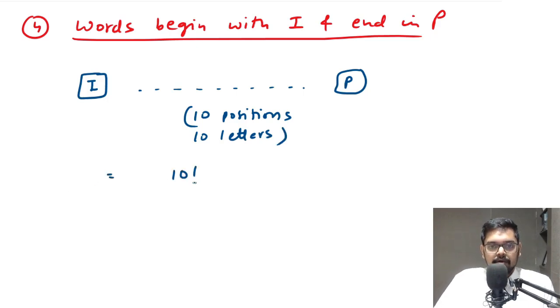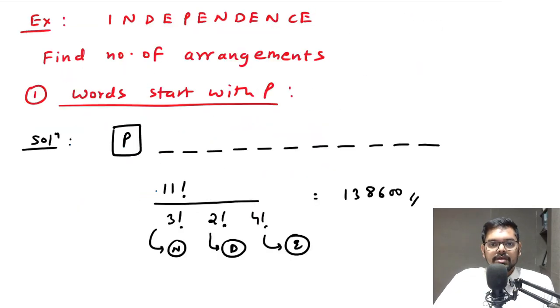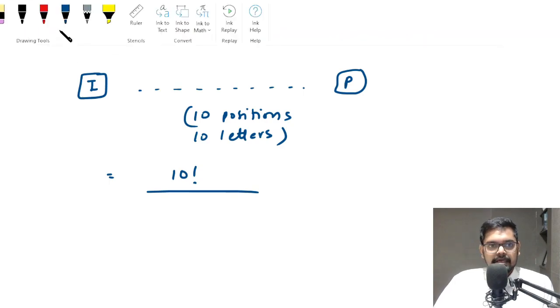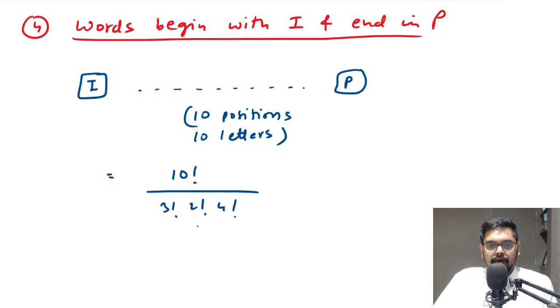In 10 factorial ways. But do not forget about the repetitions. Since I and P are distinct, please make a note, no issue with that. The N, D's and E's are in repetition, so definitely you have to divide them. So 3 factorial, 2 factorial, 4 factorial. If you simplify this out, 12,600 such words can be created.